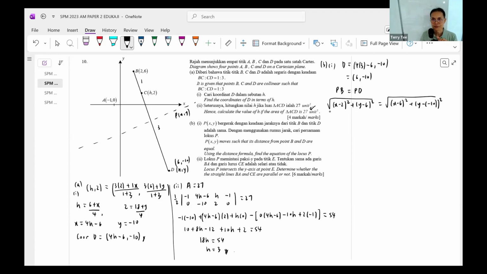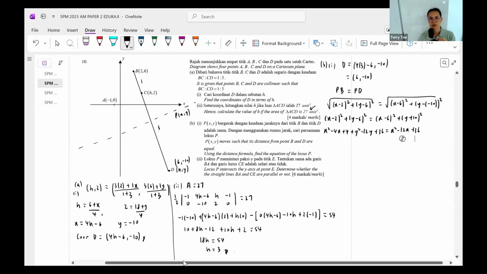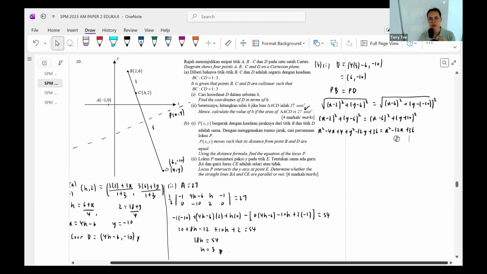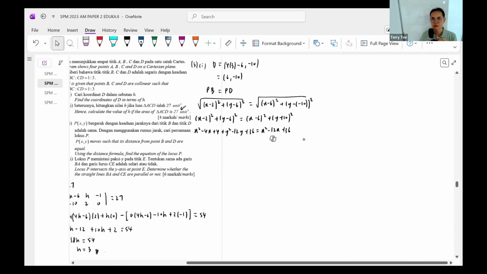So I'm going to square both sides. I'll do very slowly for you. Square both sides to get rid of the square root. This is y plus 10. Expand the bracket. x squared minus 4x plus 4, y squared minus 12y plus 36. This is x squared minus 12x plus 36. Let me move this to the right a bit, no space. Never mind. This is y squared minus 20y plus 100.